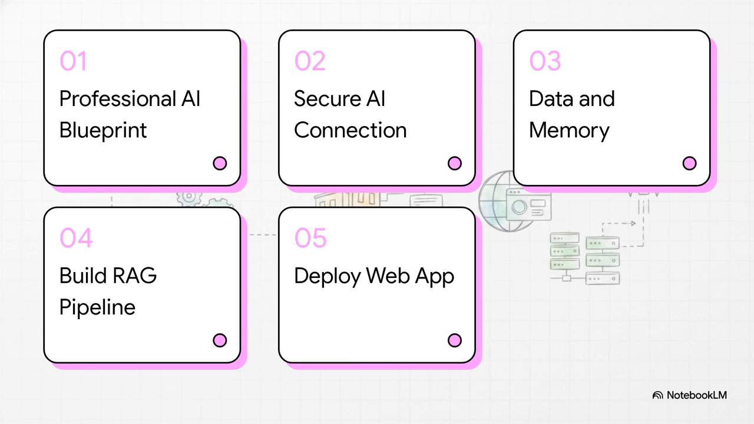So, here's our whiteboard roadmap for today's code review. 1. The professional AI blueprint. 2. Securing the AI connection. 3. Formatting data and memory. 4. Building the RAG pipeline. And 5. Deploying your web app.